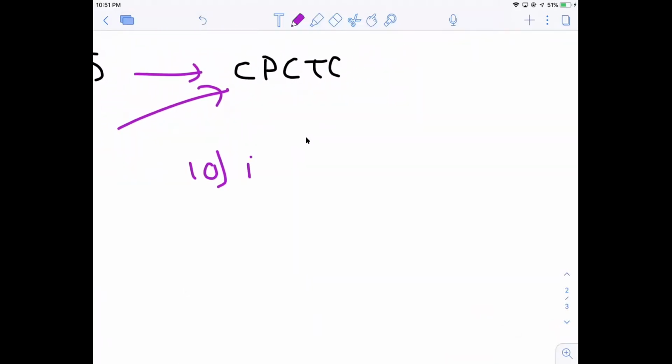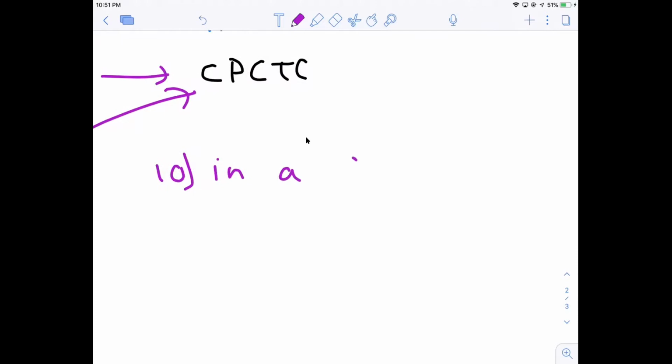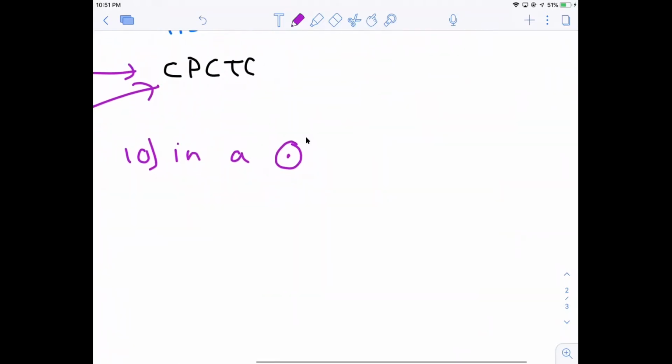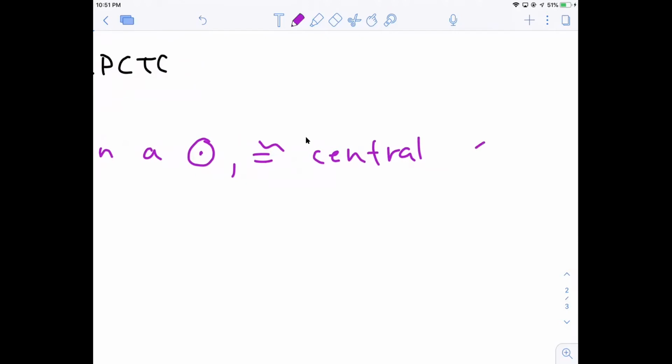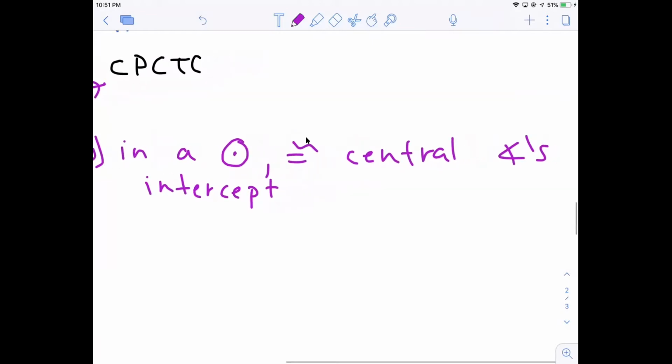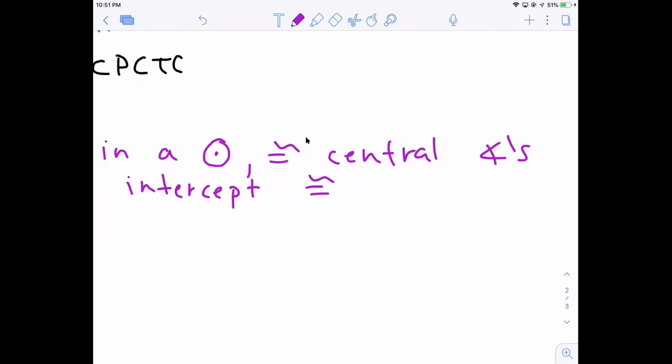So we should really say in a circle, right? This is in a single circle. In a circle, congruent central angles intercept, right? This word intercept is kind of just like creates. Creates congruent arcs.